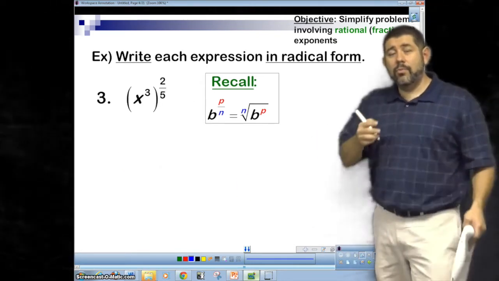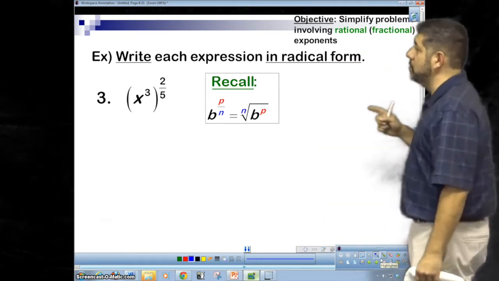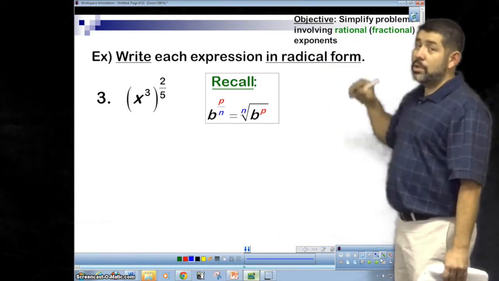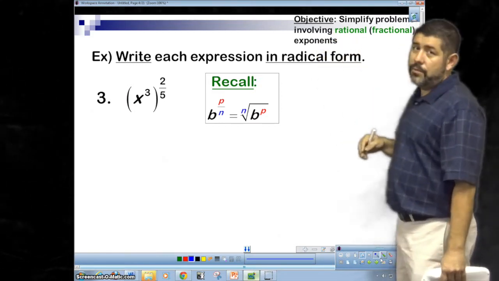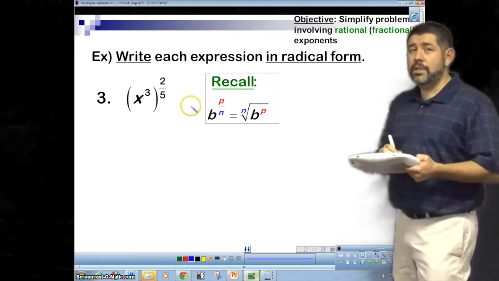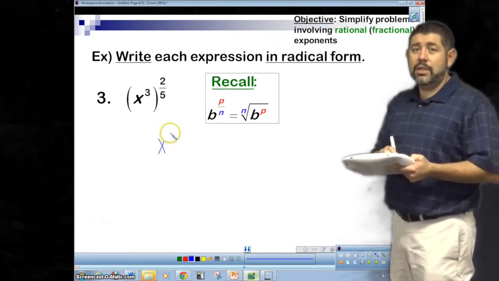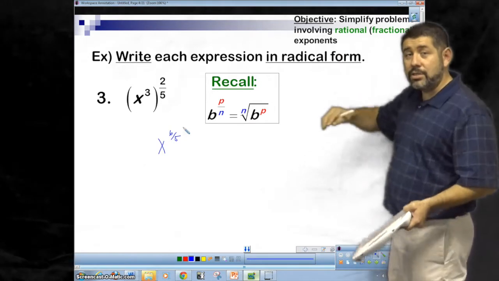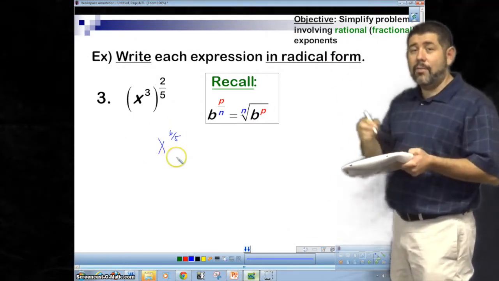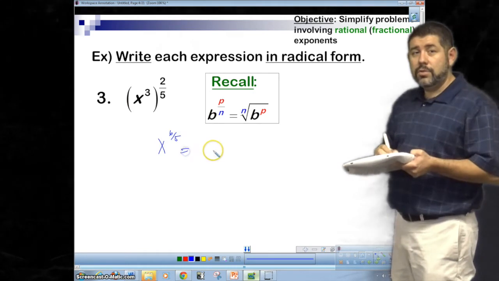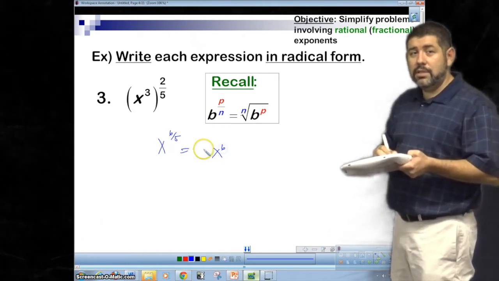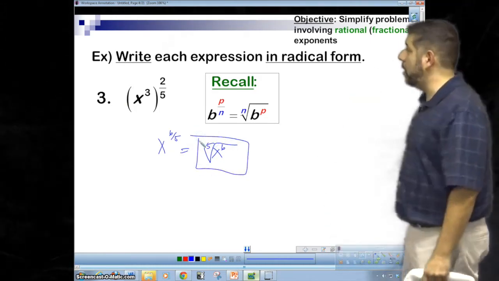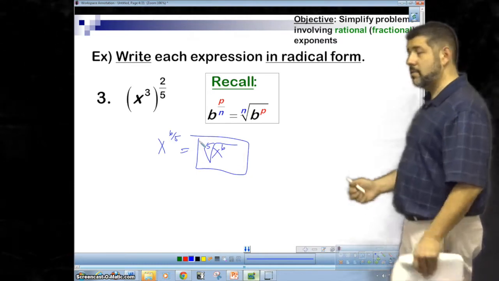Let's do it again. Now, what we might have to do sometimes is take care of the exponent by doing some exponent properties. In this case, we're going to have to multiply the 3 and the 2/5. When we do that, we're going to get x to the 6/5, because it's 3 over 1, and we multiply the numerators. And then we're going to convert it into our root. So the 6 is in here, and the 5 is out here. So we get the 5th root of x to the 6th. Let's take a look at another one.